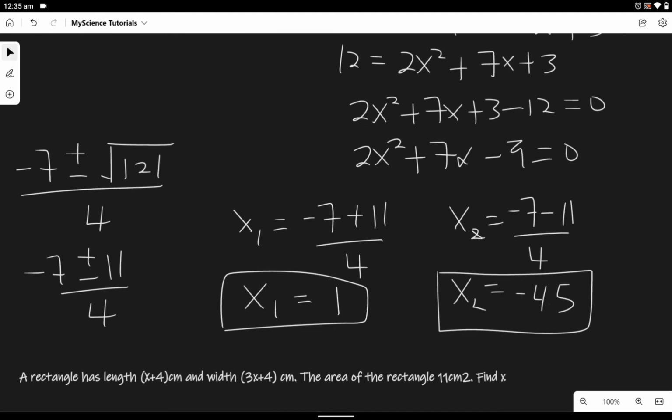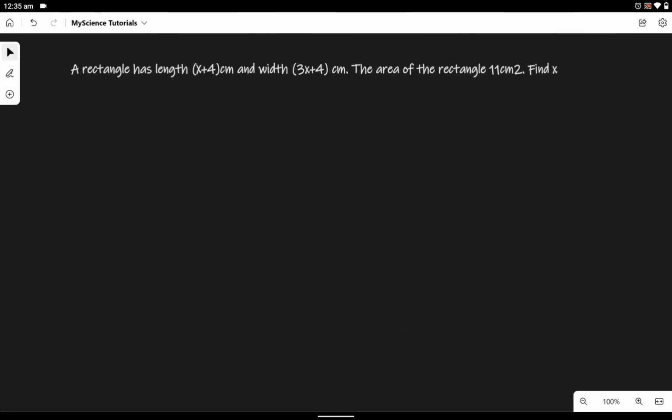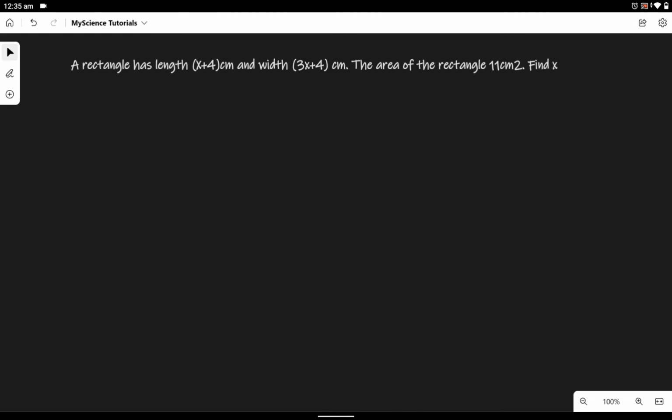Now let's have a look at another example to appreciate what we've studied so far. So we have a rectangle that has a length x plus 4 centimeters and width 3x plus 4 centimeters. The area has been given to us to be 11 centimeters squared. We are to find the value of x. This time around, we're just to find the value of x.